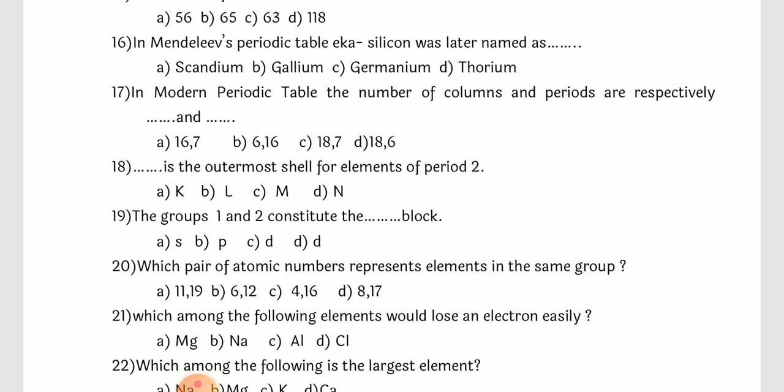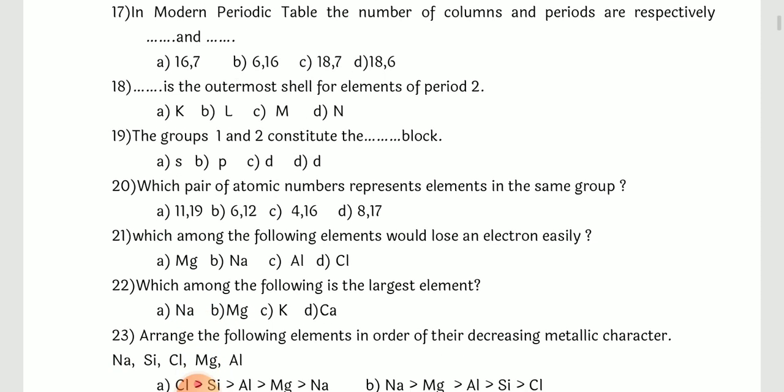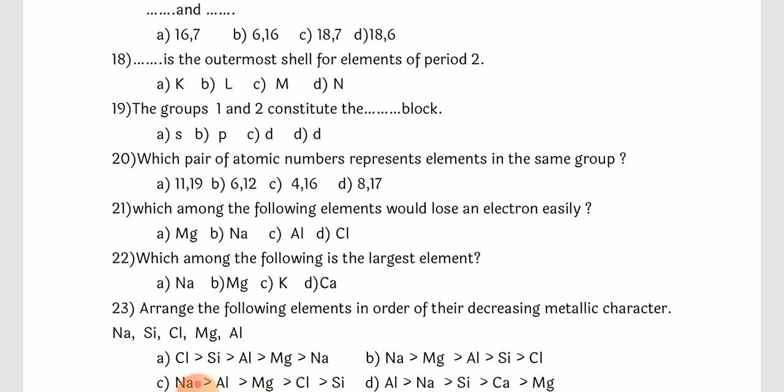19th one, the groups 1 and 2 constitute the dash block, that is S block. Which pair of atomic numbers represent elements in the same group? Okay, so that is option A, 11 and 19. 11 and 19 resemble each other, they are from the same group. 11 is sodium and 19 is potassium, so these belong to the same group, others don't satisfy that question.